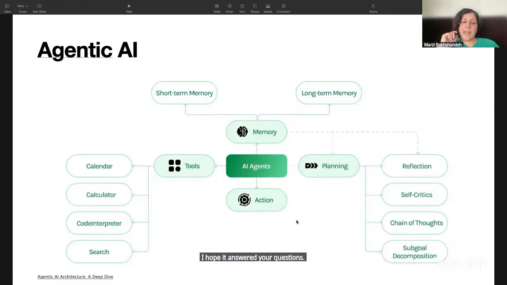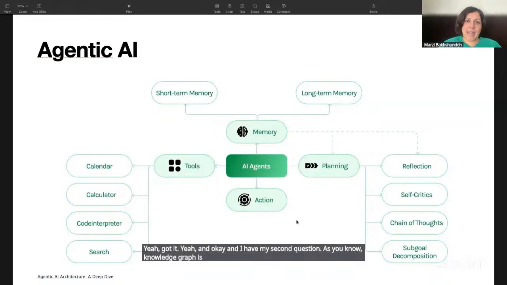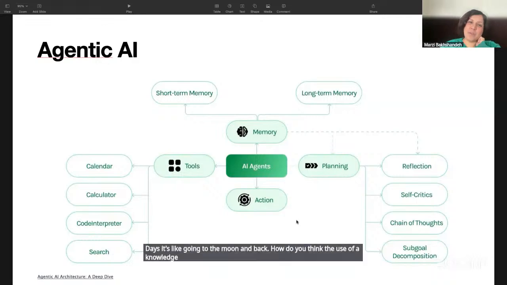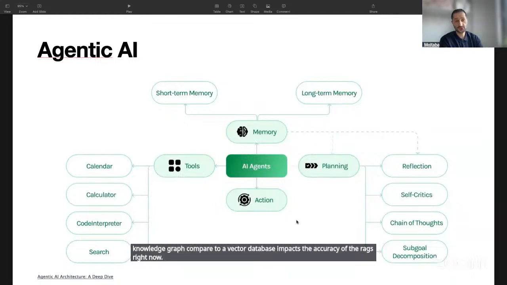Yeah, okay, and I have my second question. As you know, knowledge graph is a hot topic around RAG these days. It's like going to the moon and back. How do you think the use of a knowledge graph compared to a vector database impacts the accuracy of RAGs right now? Very good question and tough question.